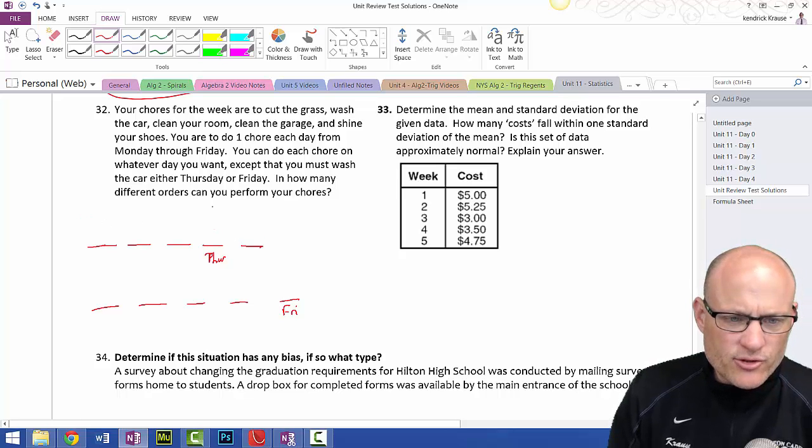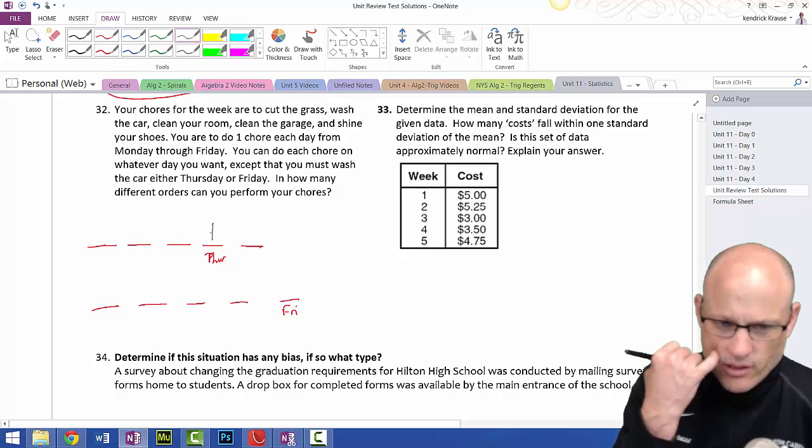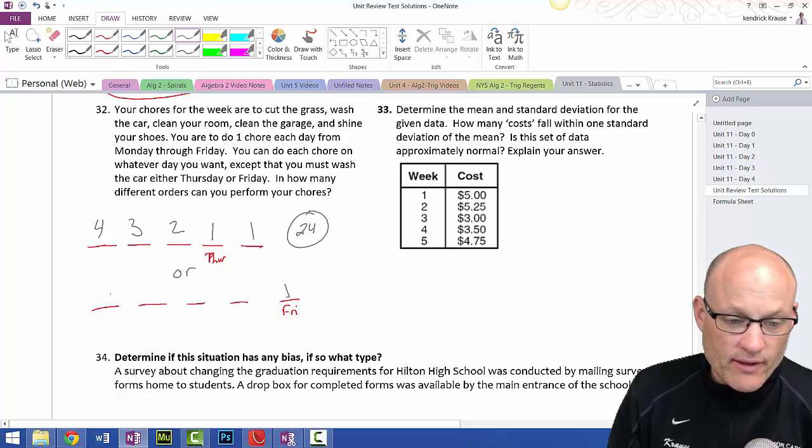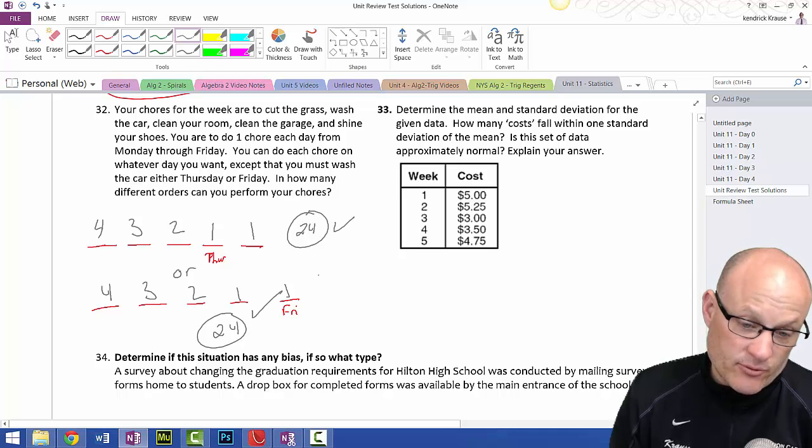Well, let's say I chose this one. I want to do my car washing on this day. Well, that would leave me 4 activities left to do. I would have 4 here, 3 here, 2 here, and 1 here. So that would be 24 different ways. Or I can do my car washing on a Friday, and I would have 4, 3, 2, 1, so 24 different ways. So I believe there are 48 different ways.